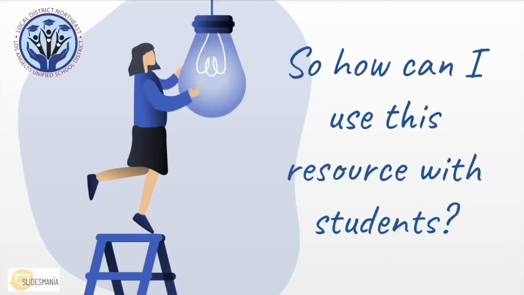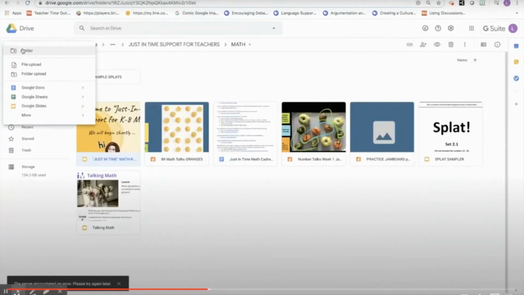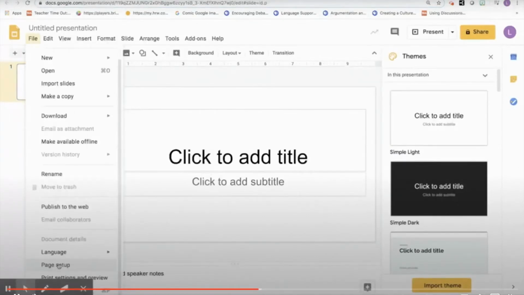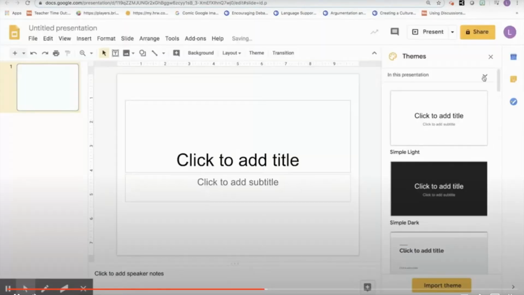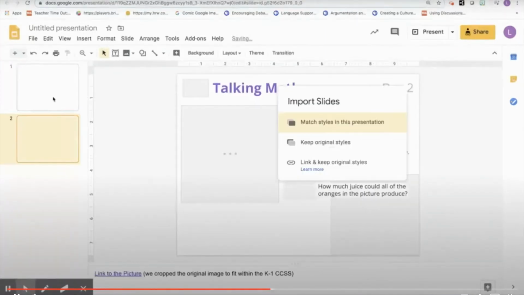Now that we know what the Illustrative Mathematics resources are, let's answer the question of how can I use this resource with students? When you found a slide you like, you can simply copy the slide and then go back into your Google Drive. Start a new Google slide presentation. The Illustrative Mathematics Google Slides are in widescreen view, so you'll need to click on File, Page Setup, and switch to a standard size screen before you paste them in. Simply paste the slide in that you would like to work with.